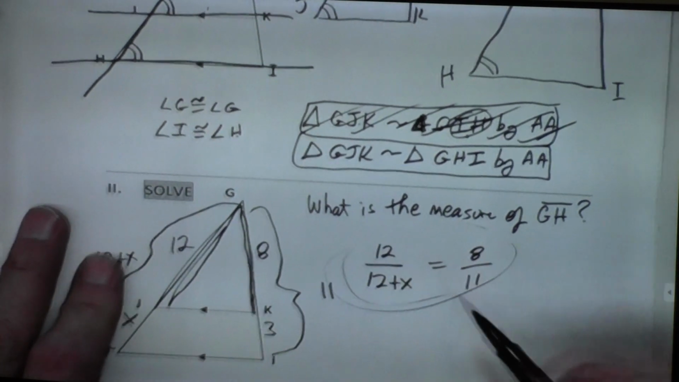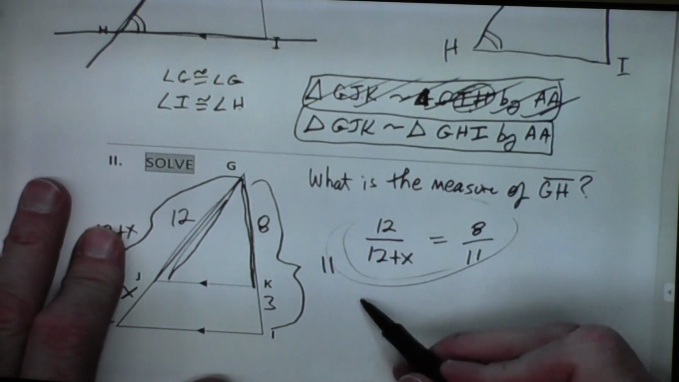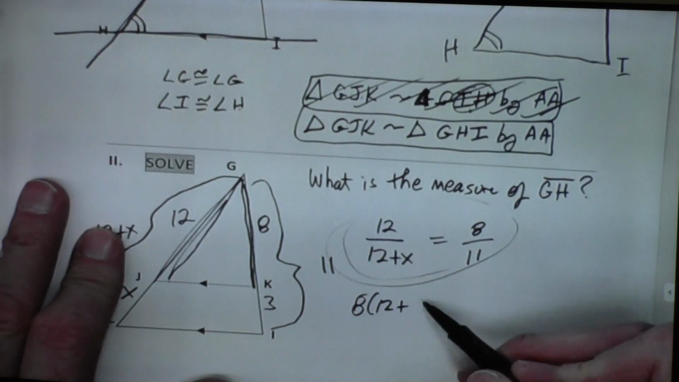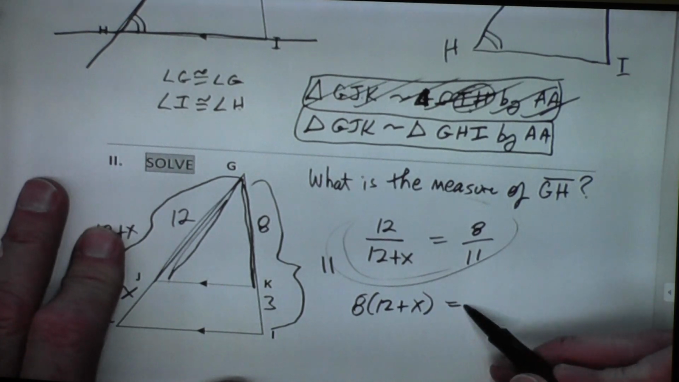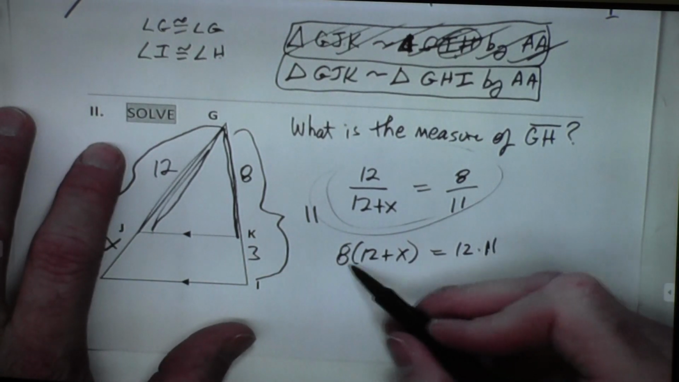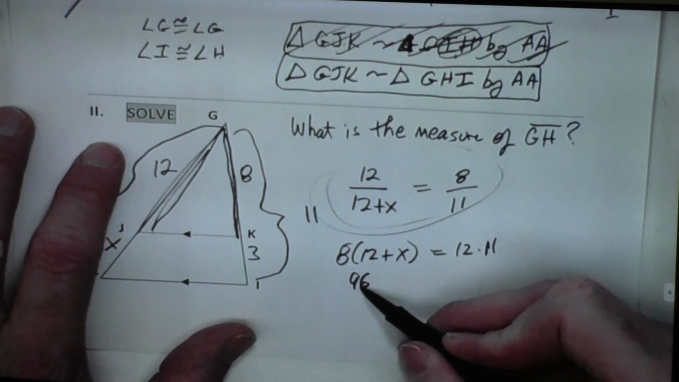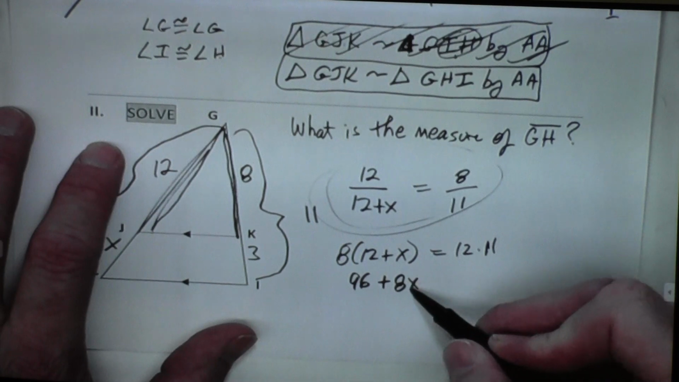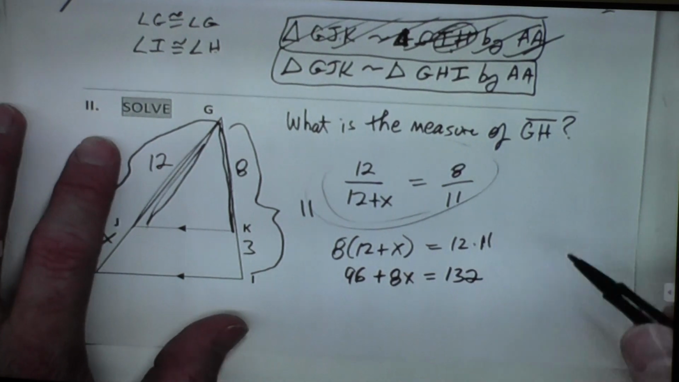So now what you're going to do is solve it. So let's cross multiply. 8 times 12 plus x equals 12 times 11. 8 times 12 is 96, plus 8x equals 132.